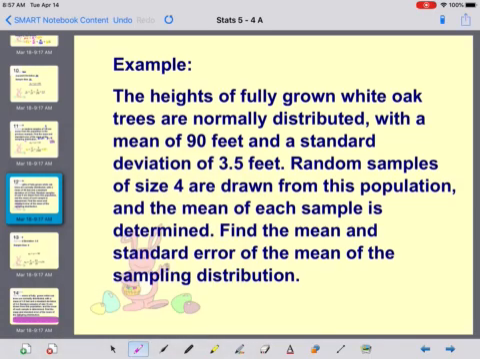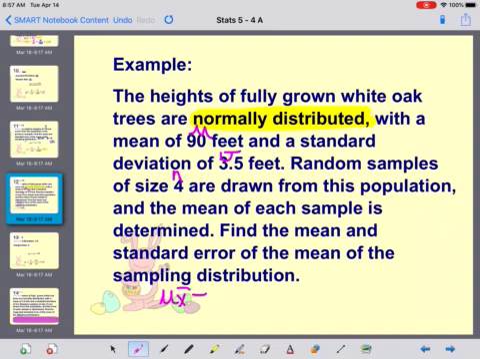Okay. The heights of fully grown white oak trees are normally distributed. The fact that it says normally distributed tells you that it doesn't matter what your sample size is. As long as it's normally distributed, you can have as few samples as you need. Okay, the mean is 90, so that's your mu. Standard deviation is 3.5, none of that's changed. Random sample sizes of 4 are drawn. Yes, that's small, but it doesn't matter because it's already said it's normally distributed. Find the mean and the standard error of the mean.